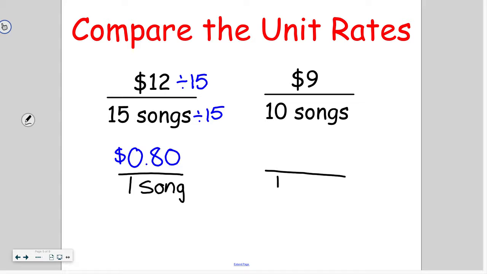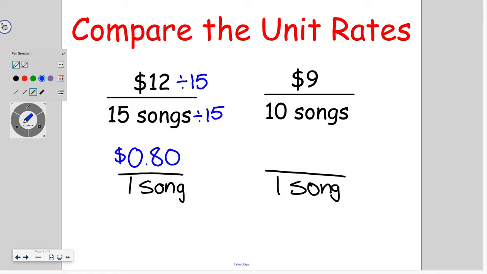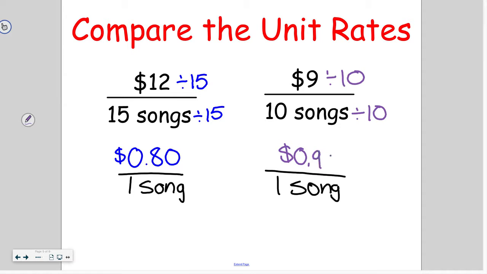And then over here, again, we are looking for one song. This time, in order to solve, we are going to need to divide by 10, which means we have an answer of $0.90 or 90 cents.